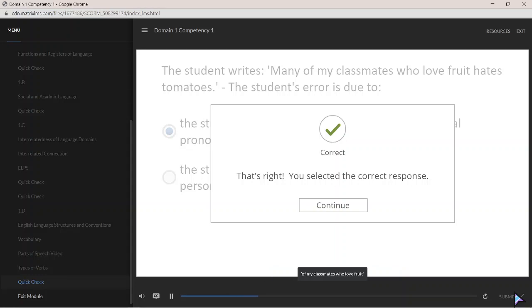"Of my classmates who love fruit" are interrupting words in the form of a prepositional phrase. This may have caused confusion. The plural indefinite pronoun, many, is the actual subject and requires the agreeing verb, hate. The sentence should read, "Many of my classmates who love fruit hate tomatoes."